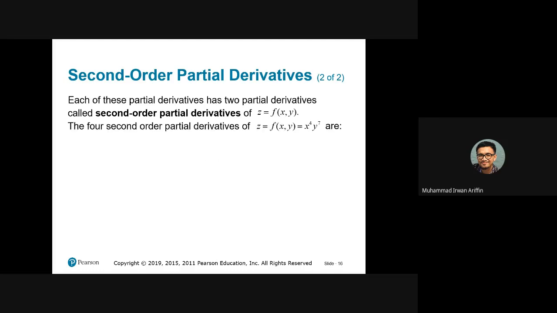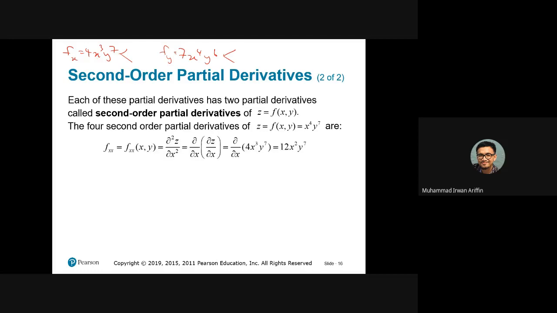So from the previous slide, f sub x is 4x cubed y to the power of 7, and f sub y is 7x to the power of 4, y to the power of 6. Now, each of these will also have two more. We can differentiate this with respect to x and y again, and this gives us the second order partial derivative, for instance, f sub xx. So what we need to do is simply differentiate this with respect to x again.